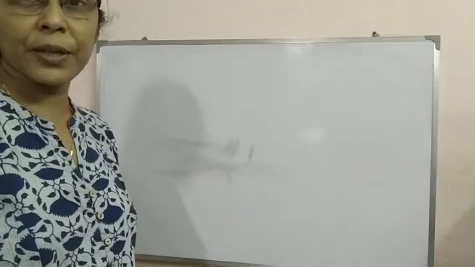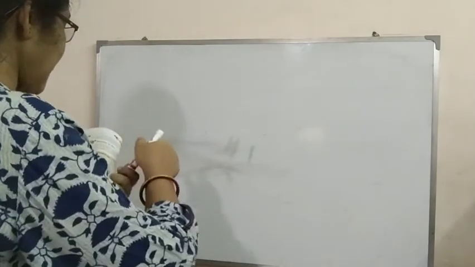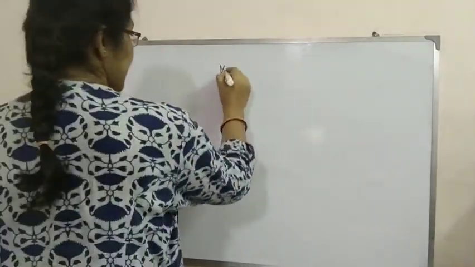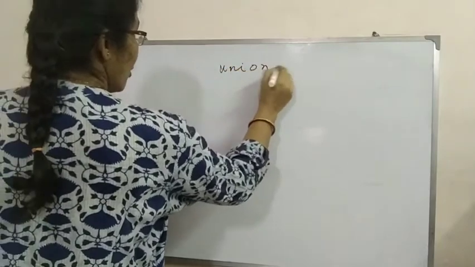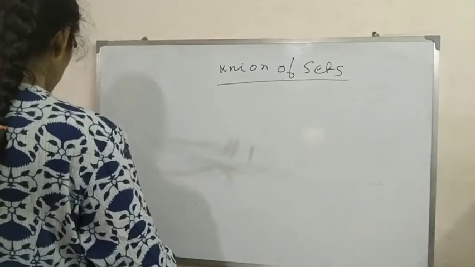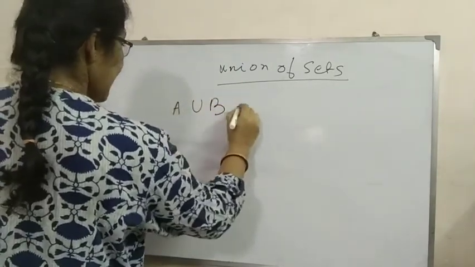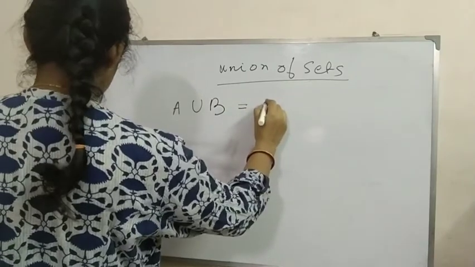Yes, in this video on set theory, I am going to discuss some operations of sets. That means first, union of sets. Union of sets. Symbolically it is written in this way.